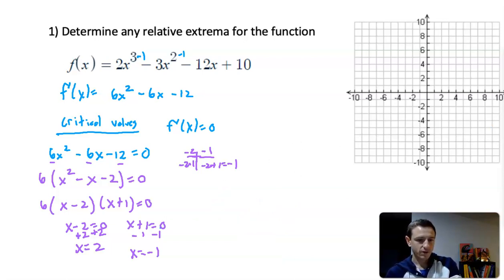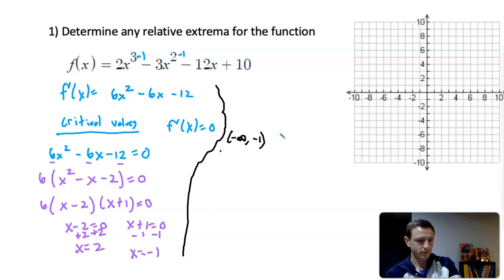Okay, let me erase my factoring here. So we're going to create some intervals, and since we have these two critical values of negative 1 and 2, I want to create the interval negative infinity to negative 1, and then I want to go from negative 1 to 2, and then I want to go from 2 to infinity.